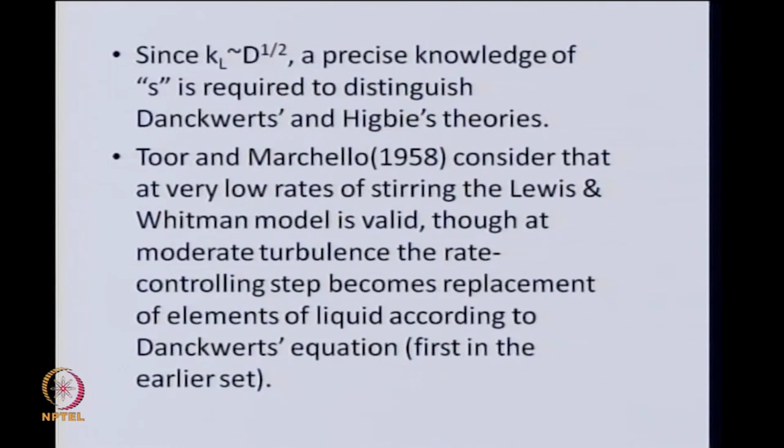How S could be precisely inferred will decide how we could discriminate between the surface renewal theory of Danckwerts and the penetration theory of Higbie. It was Tour and Marchello who considered very low rates of stirring and who showed that the Lewis and Whitman model is valid for low rates of stirring, although if the turbulence is moderate, then the rate controlling step becomes the replacement of these liquid elements, and therefore, Danckwerts' equation, the first equation of this set, becomes applicable.